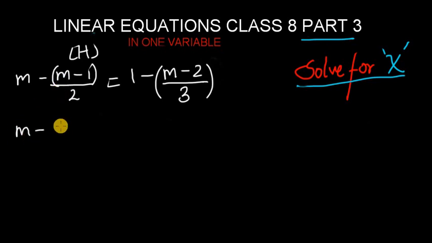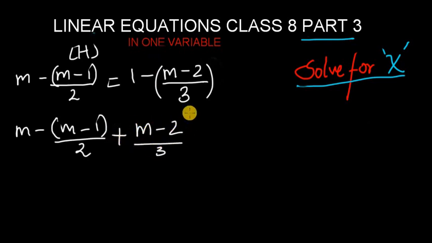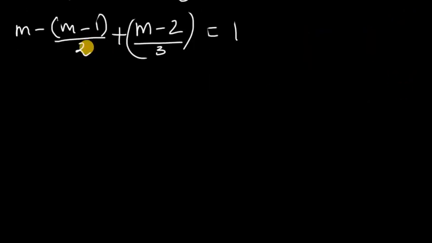So it is nothing but (m minus 1) divided by 2. Here it is plus, here it is minus, so here it will come as plus. So plus (m minus 2) divided by 3 equals 1. Now we have to take the LCM. What is the LCM of 1, 2 and 3? It is going to be 6. So let's multiply all these denominators with a number to get 6. What number do we have to multiply with 1 in order to get 6? That is going to be 6.